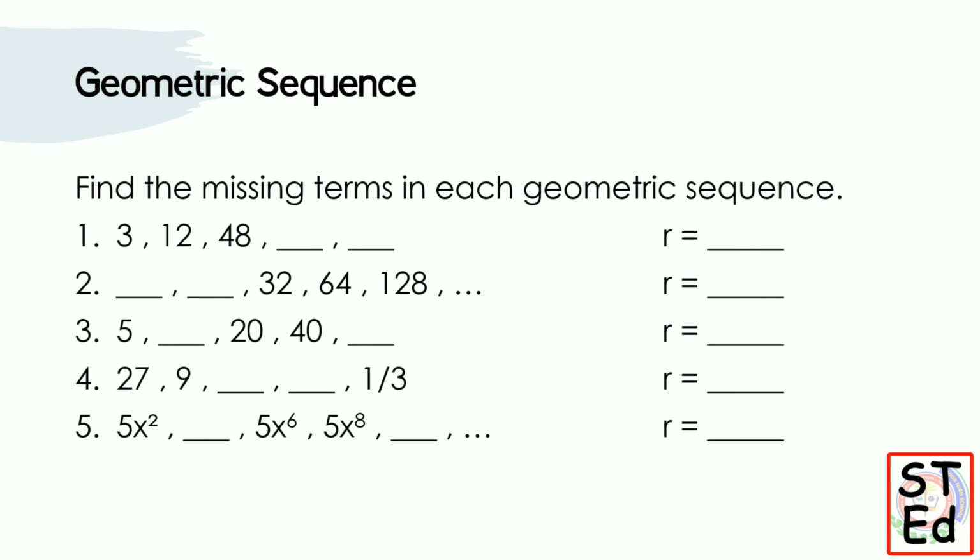Again, a geometric sequence is a sequence where each term, after the first, is obtained by multiplying the preceding term by a non-zero constant called the common ratio. Now, find the missing terms in each geometric sequence. You will be given a minute to answer, and we will check if you got it right.